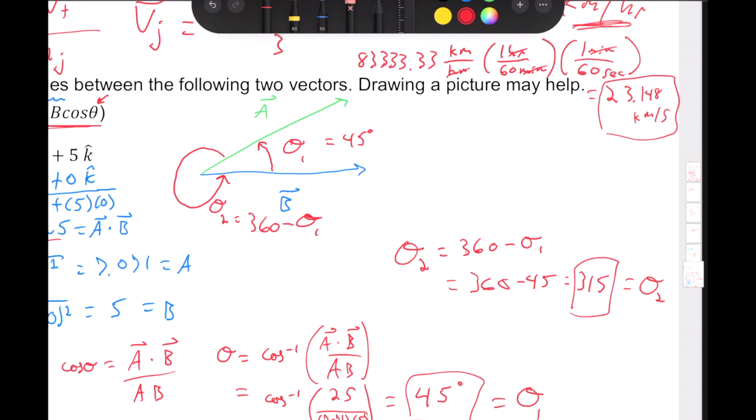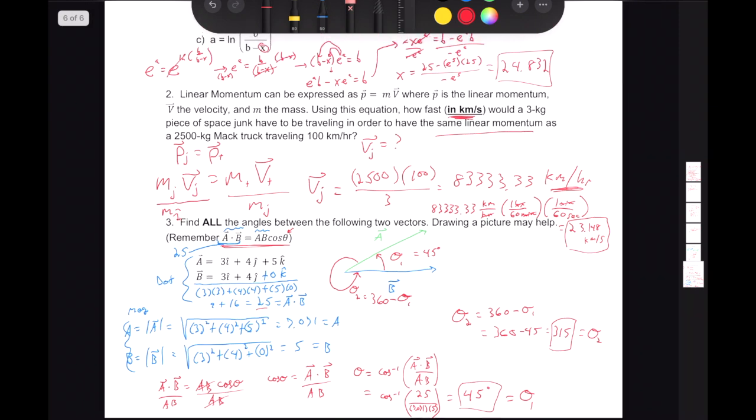All right, so we not only found the small angle between them, but we found the large angle around the outside.